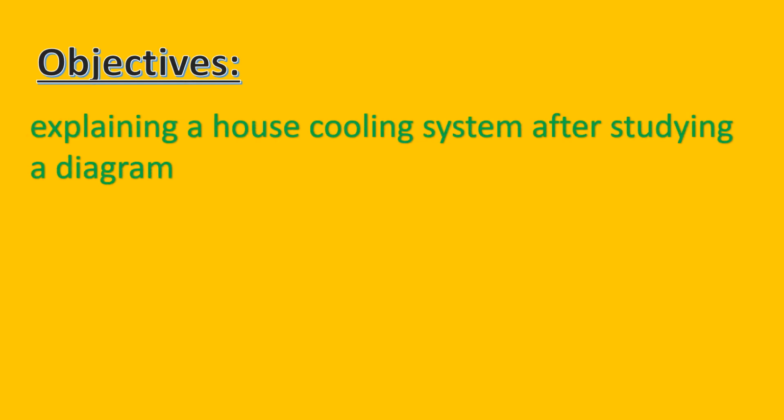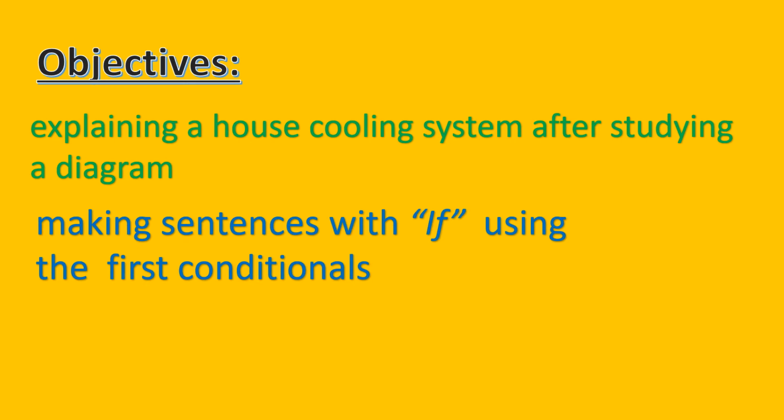As usual, and before we start any lesson, we need to know the objectives of the lesson. The first objective today is explaining a house cooling system after studying a diagram. The second objective is making sentences with if using the first conditionals.